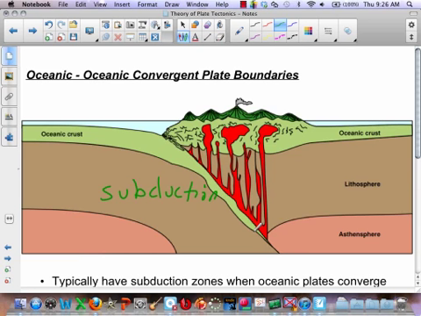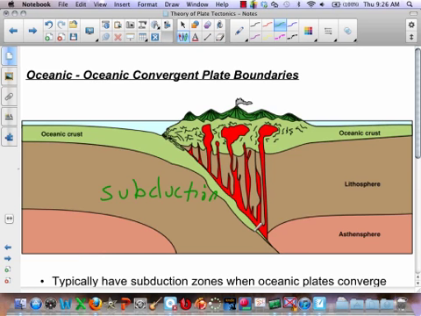So when you have two things colliding, the denser crust is the one that gets subducted. So ocean crust is always the crust that gets subducted. It's a very dense crust, that's because of the salt that's in it. Okay, so the ocean is always going to be the one that gets subducted.